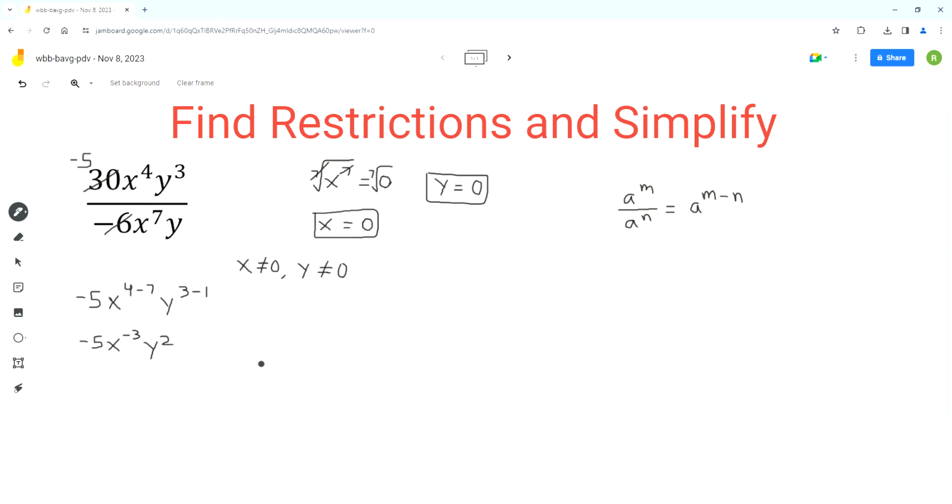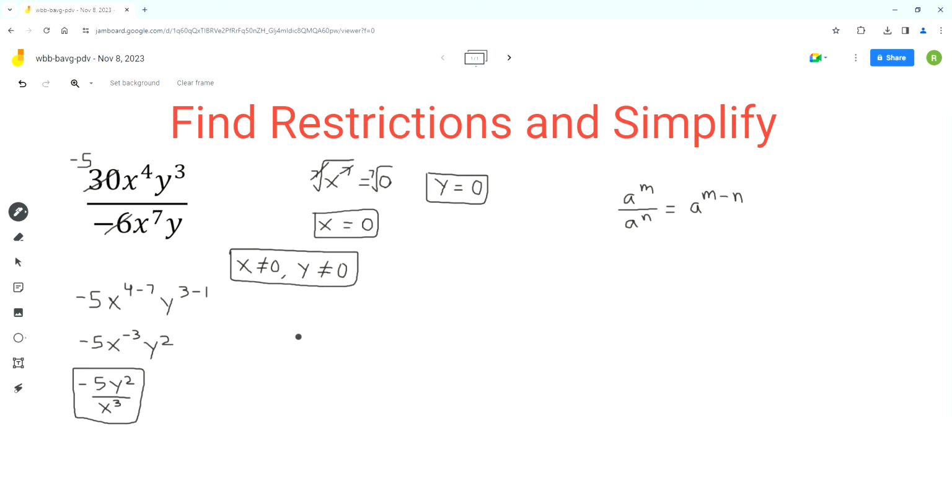Now in our final answer we cannot have a negative exponent on a term. So we'll have to convert this negative exponent into a positive exponent by moving this x term to the denominator. So we get negative 5 y squared over x cubed. Now both x and y have positive exponents. So this should be the final answer for this rational expression. This is the simplified form of this rational expression, and these are the two restrictions for this rational expression.